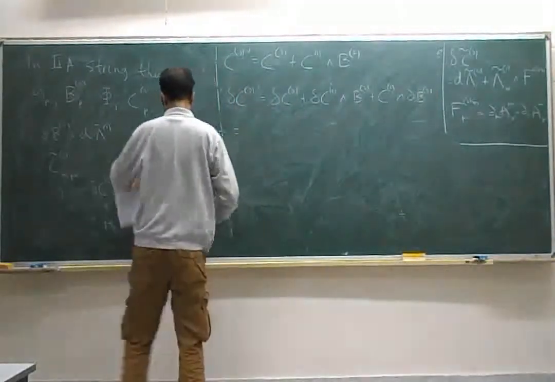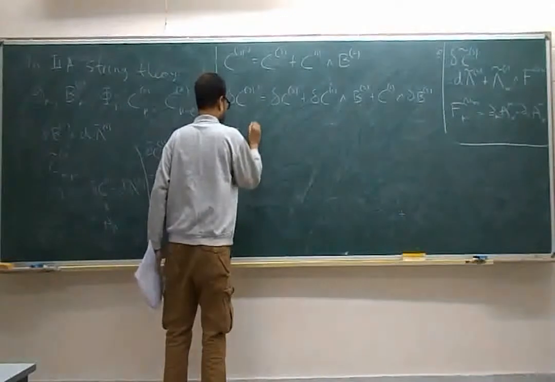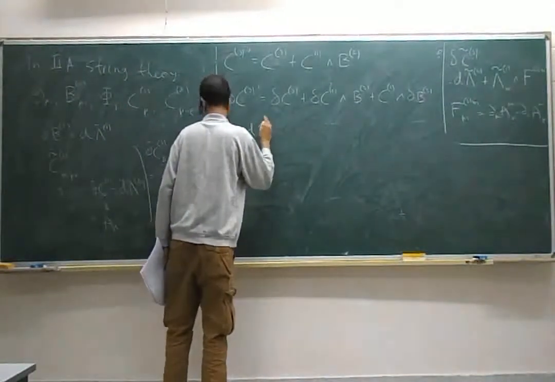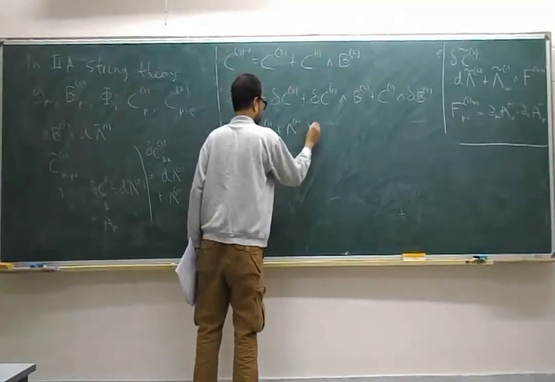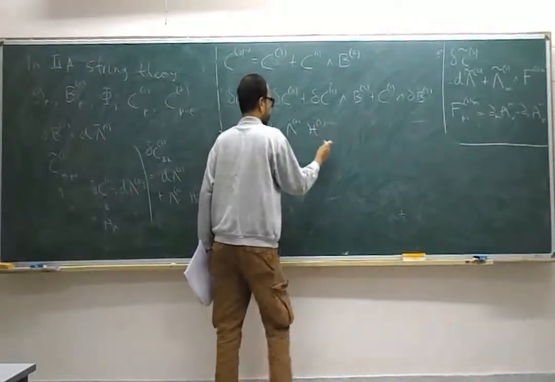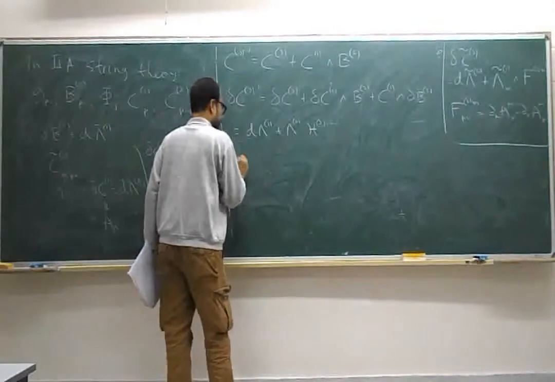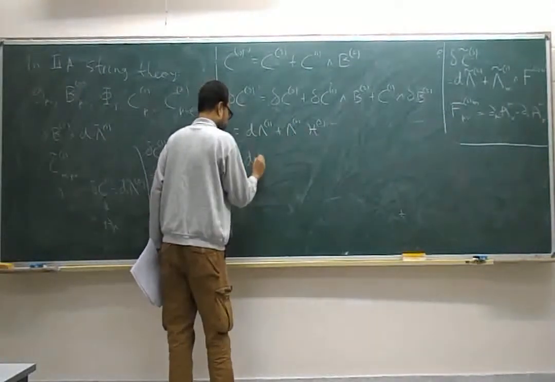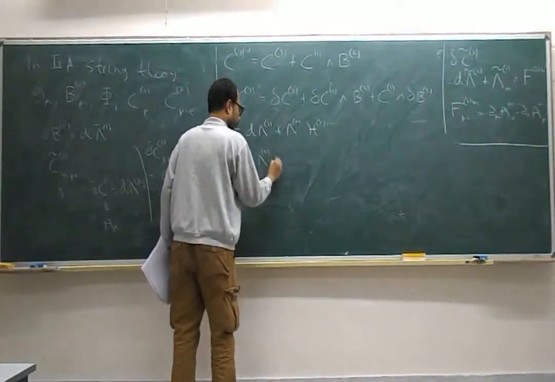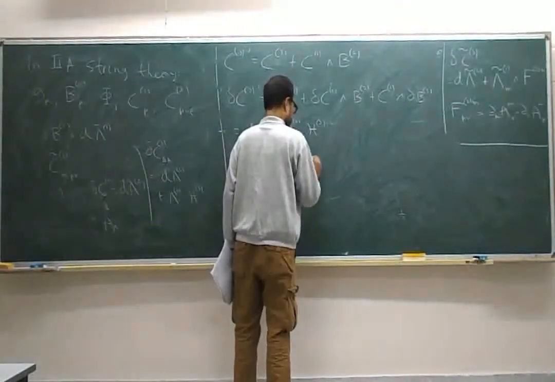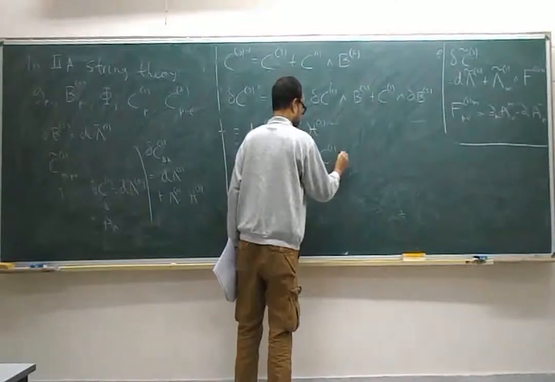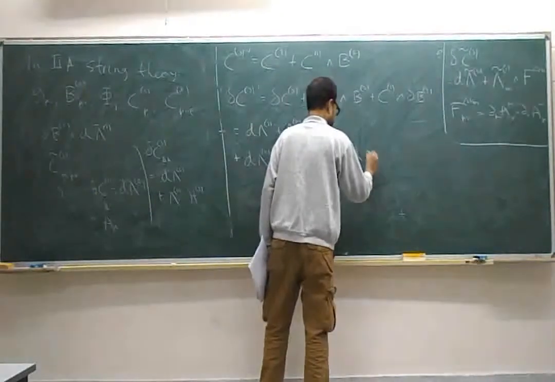So delta C3, let's pick from here. This was d lambda 2 plus lambda 0 H3, plus delta C1 was d lambda 0, so d lambda 0 wedge B2, plus C1 wedge d lambda 1.